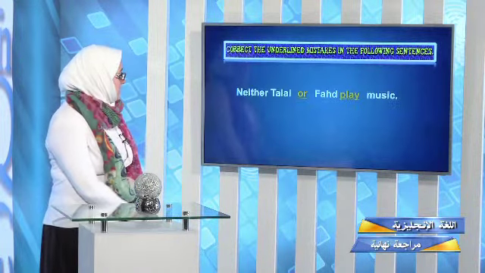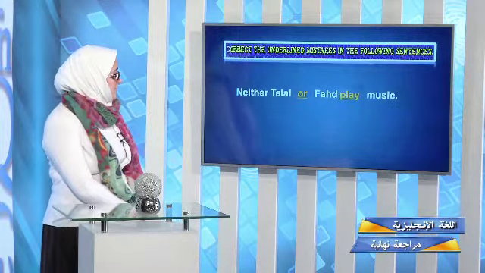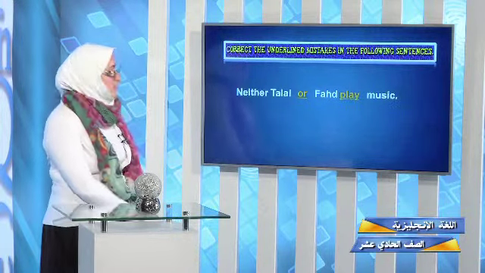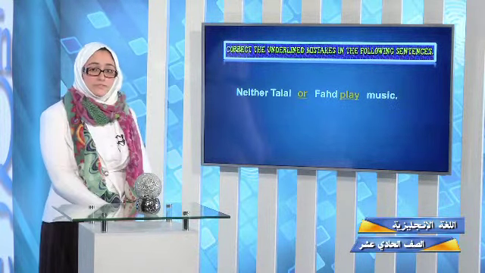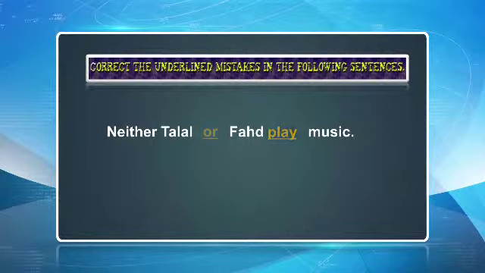And the next sentence, neither Talal or Fahad play music. Now remember when we looked at the question that included neither nor. So based on that, of course, "or" would be replaced with "nor", because neither and nor come together. And the verb would have to be "plays". We're looking at the singular here when we include the verb with neither and nor. So the correct sentence would read, neither Talal nor Fahad plays music.